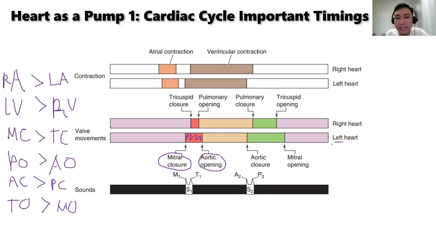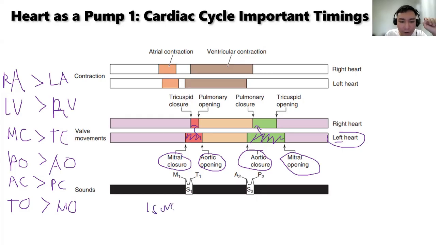How about isovolumetric relaxation? Once na-close na yung aortic valve, hanggang sa mag-open yung mitral valve, walang pumapasok o lumalabas na blood, pero nagre-relax na yung ventricles. This is your isovolumetric relaxation. And in comparison to your right heart, ano mas malaki yung size? Your left heart. So for isovolumetric, both contraction and relaxation, ang left heart mo is always longer than your right heart.